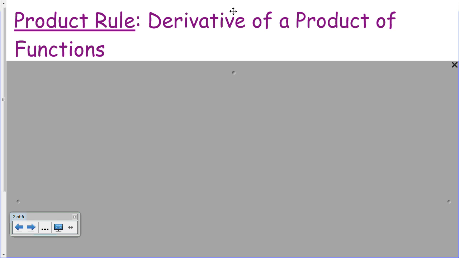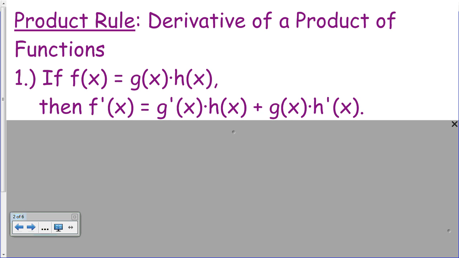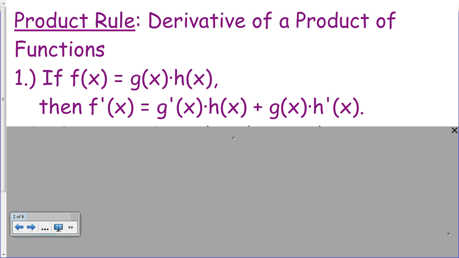This is known as the product rule, named because, of course, we're taking the derivative of a product of two functions. Now, there's a couple ways that we can write this rule. I'm going to write it this first way in the form that we've seen before, using function notation. It says if f of x is equal to g of x times h of x, the product of two functions. Notice that's not a composition. It's not g of h of x, it's g of x times h of x.